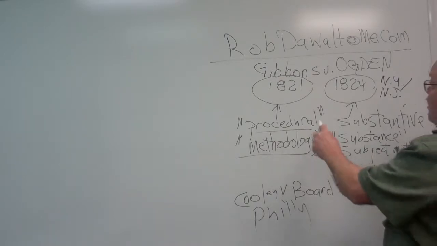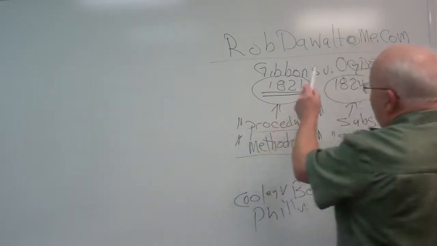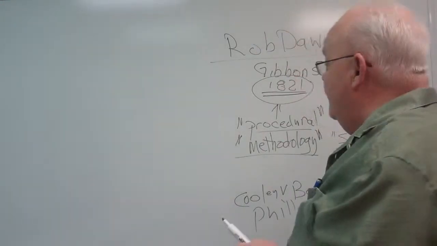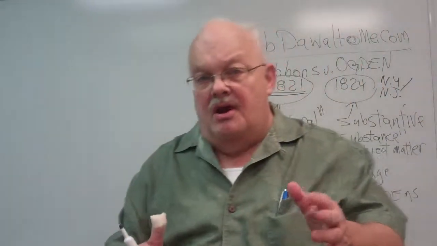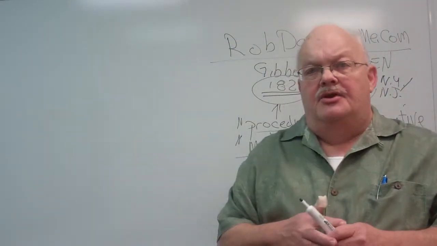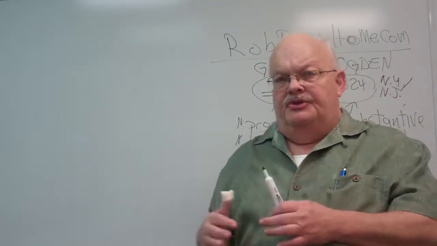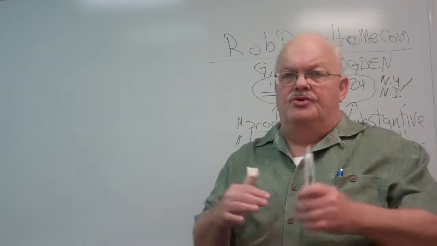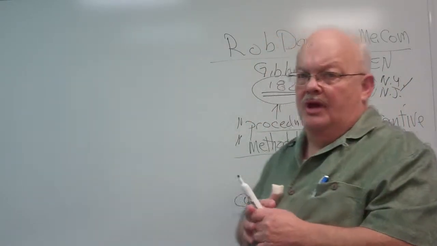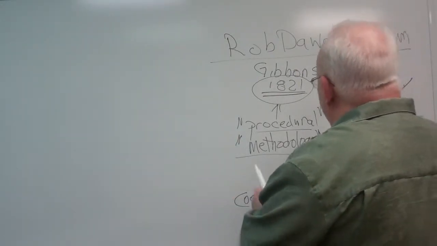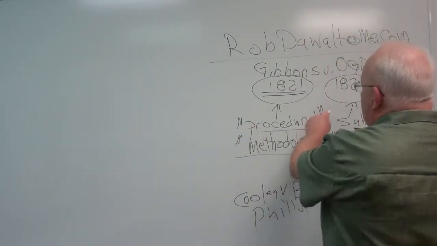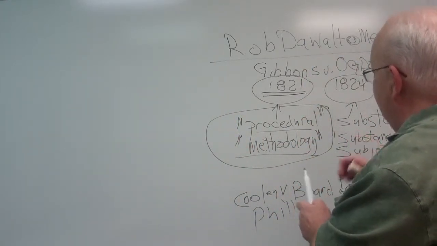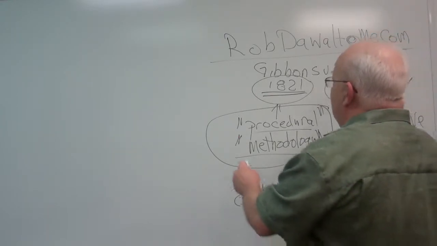In 1821, an appeal was filed on a decision that said this guy could not run his ship, boat, or ferry between New Jersey and New York. He was a New Jersey ship, I think, trying to enter what they called New York waters. But the problem in terms of the procedural aspect, and we're going to circle this because Cooley has nothing to do with procedural, is that there were flaws in the appeal.